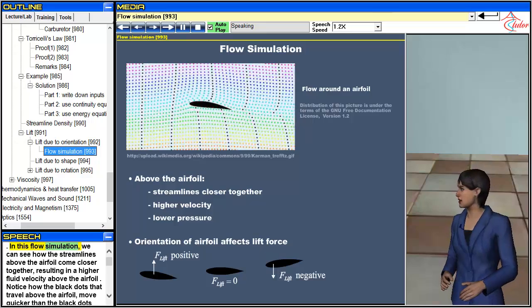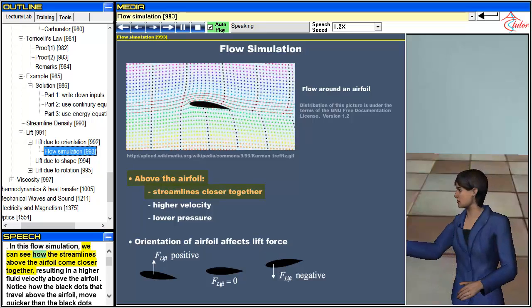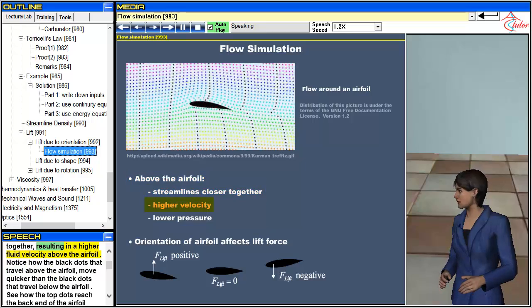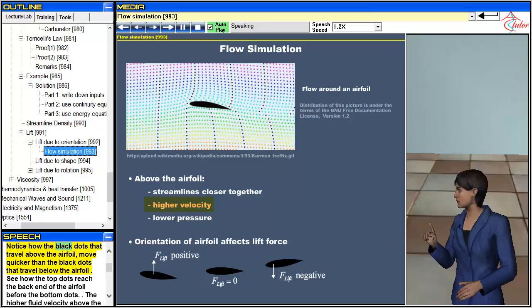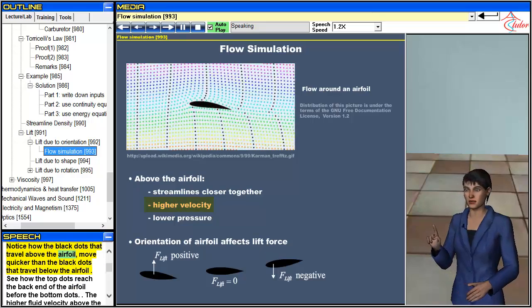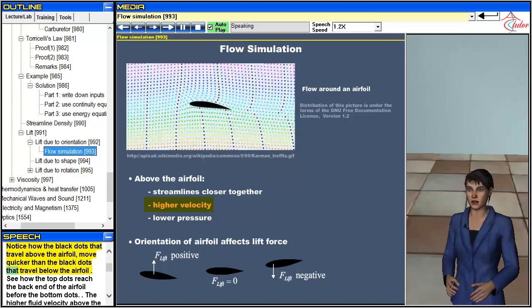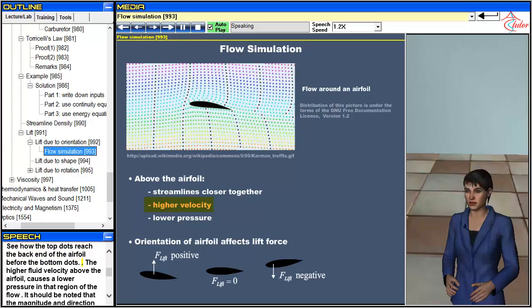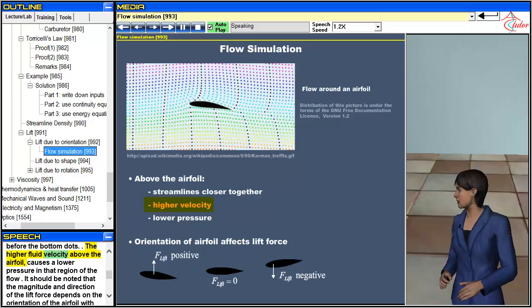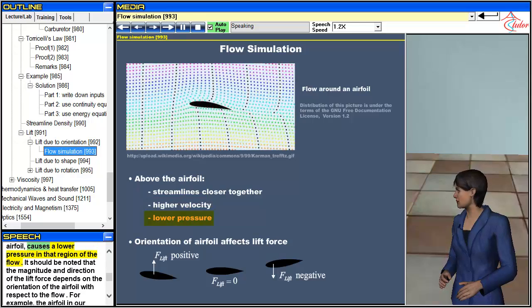In this flow simulation, we can see how the streamlines above the airfoil come closer together, resulting in a higher fluid velocity above the airfoil. Notice how the black dots that travel above the airfoil move quicker than the black dots that travel below the airfoil. See how the top dots reach the back end of the airfoil before the bottom dots. The higher fluid velocity above the airfoil causes a lower pressure in that region of the flow.